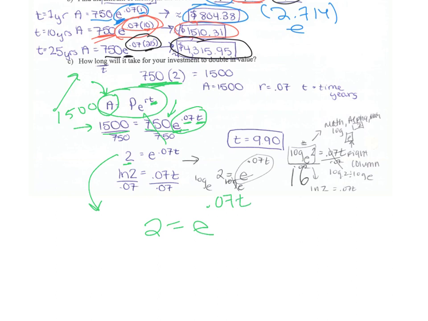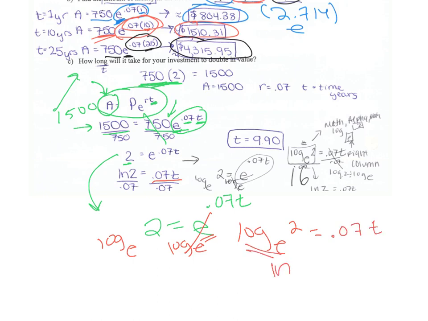In your calculator, if you want to use log, you can look at the base, right? And you can do log base E on both sides. And log base E of E would cancel, and that's how you would end up with 0.07 T. And you know that log base E is natural log. And that's how we get up here. So natural log 2 is equal to 0.07 T, which is what you see here.